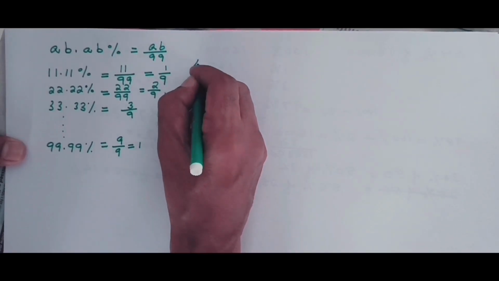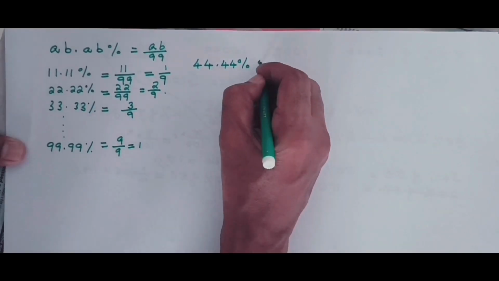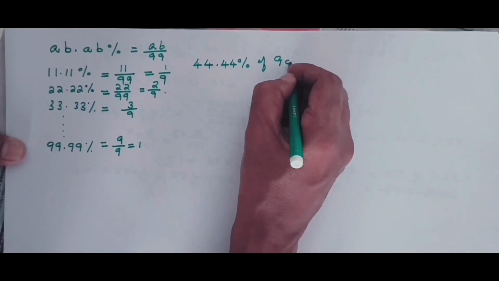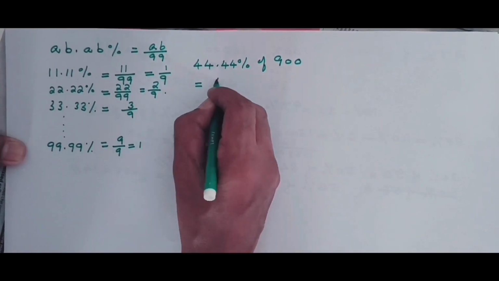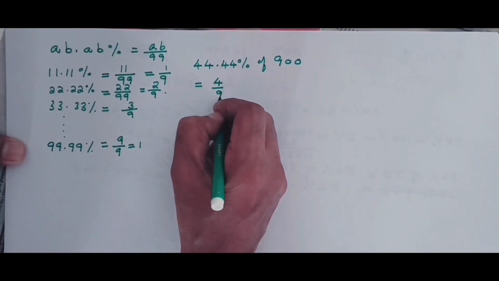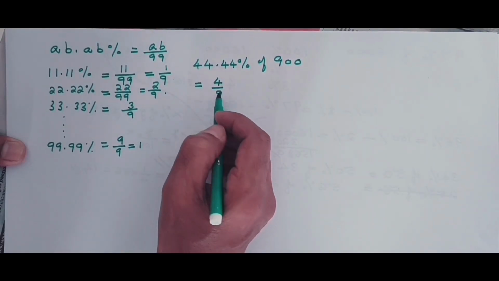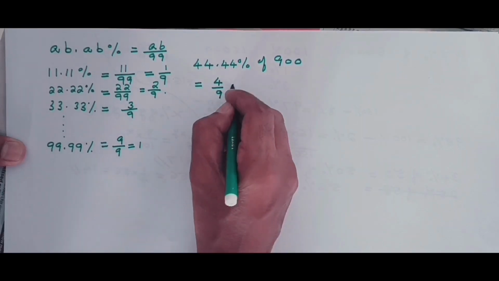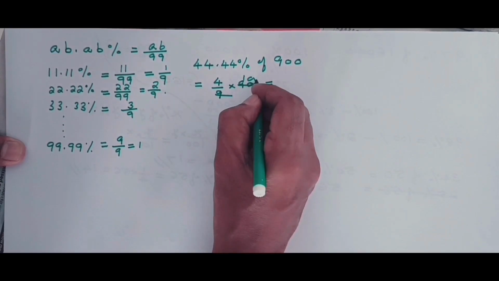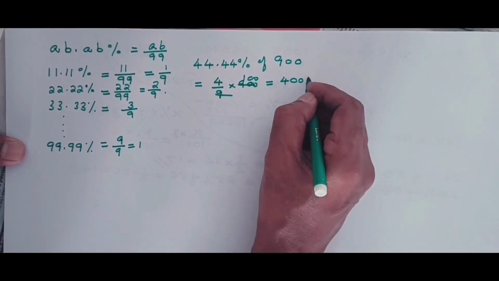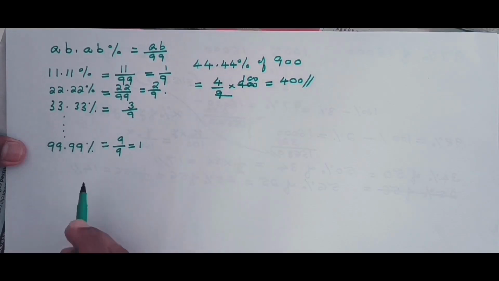Let me find out 44.44% of, say, 900. What do you think? 44.44% using this strategy? That will be 4 divided by 9. Initially you will be writing 44 divided by 99 and 11 will go. You will get finally this. Okay. And that 900 goes 100 times and you get 400. This way you can work out any of these percentages of any number.